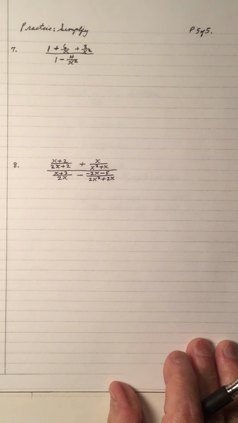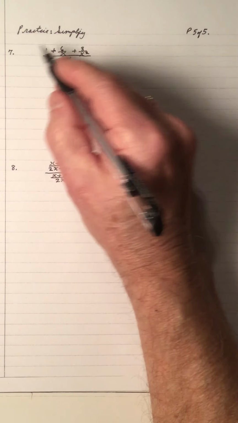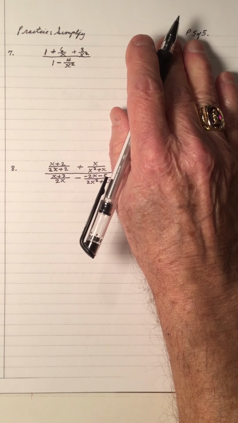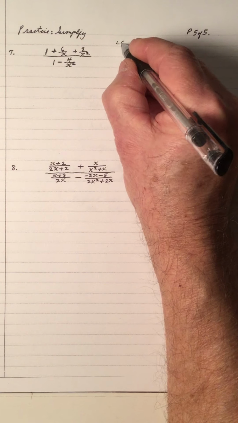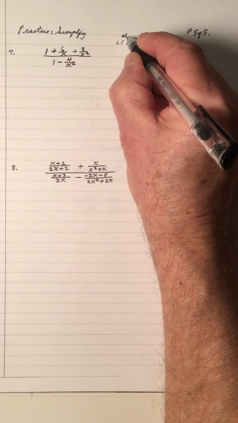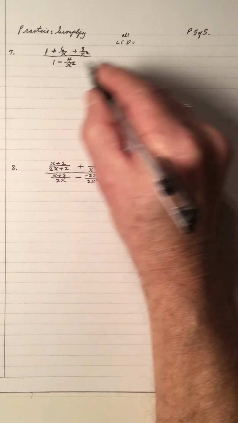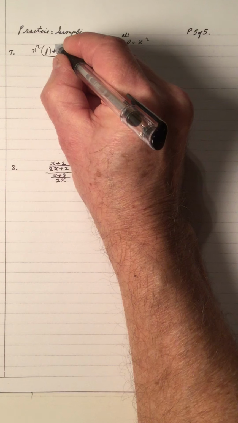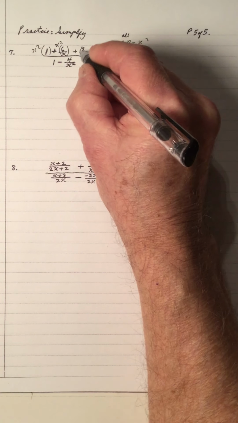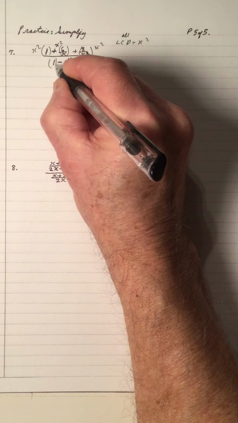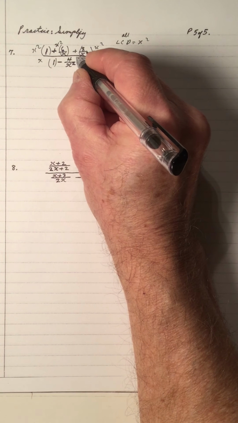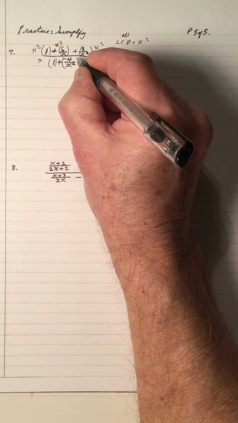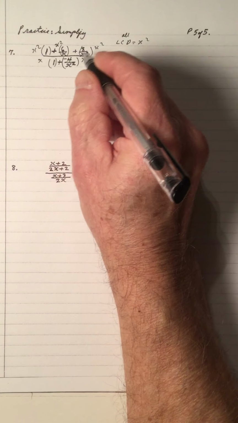And number 5, page 5 of 5, number 7. What is the LCD? We need the LCD for all fractions. And the LCD for all fractions, the top is an x squared, the bottom is an x squared, so the LCD is an x squared. So we multiply all parts by x squared. But don't forget, I got to add on the opposite. Be careful. Don't have a subtraction sign.